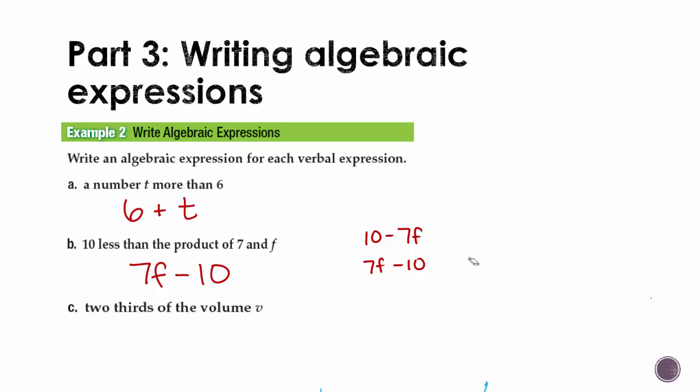Last one, 2/3 of the volume V. Remember, this was one of the words I said were tricky. The word of means multiplication. So we have 2/3, that's a fraction. Of means multiplication, and there's a volume V. And you could write this without the dot. Like I said, we don't tend to do the dot anymore. This is how you would see it in a textbook.